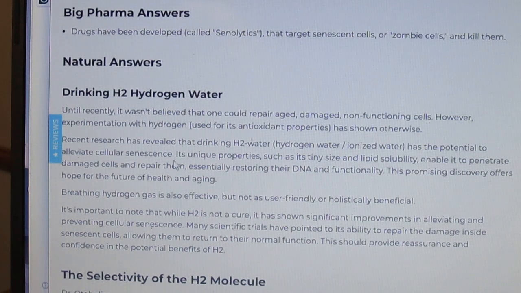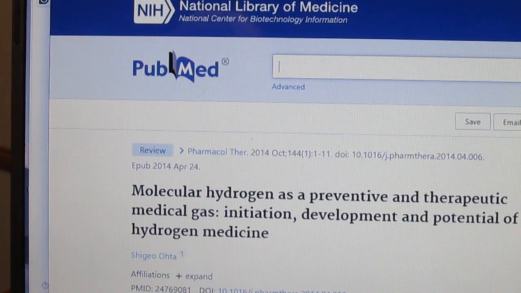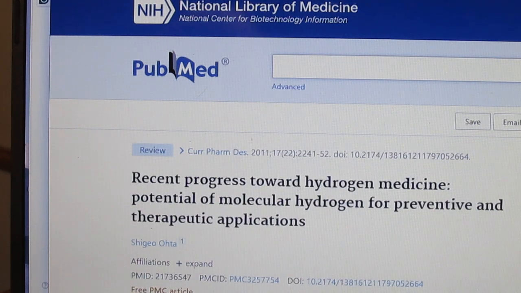And the research, there's quite a lot of research in the last, let's say, 15 years on this. Dr. Ohta, O-H-T-A, is a big one in research on this. And let me see if I can pull up his article. This is one of Dr. Ohta's articles, Molecular Hydrogen as a Preventative and Therapeutic Medical Gas. And here's another one of Dr. Ohta's, using hydrogen in medicine, basically.